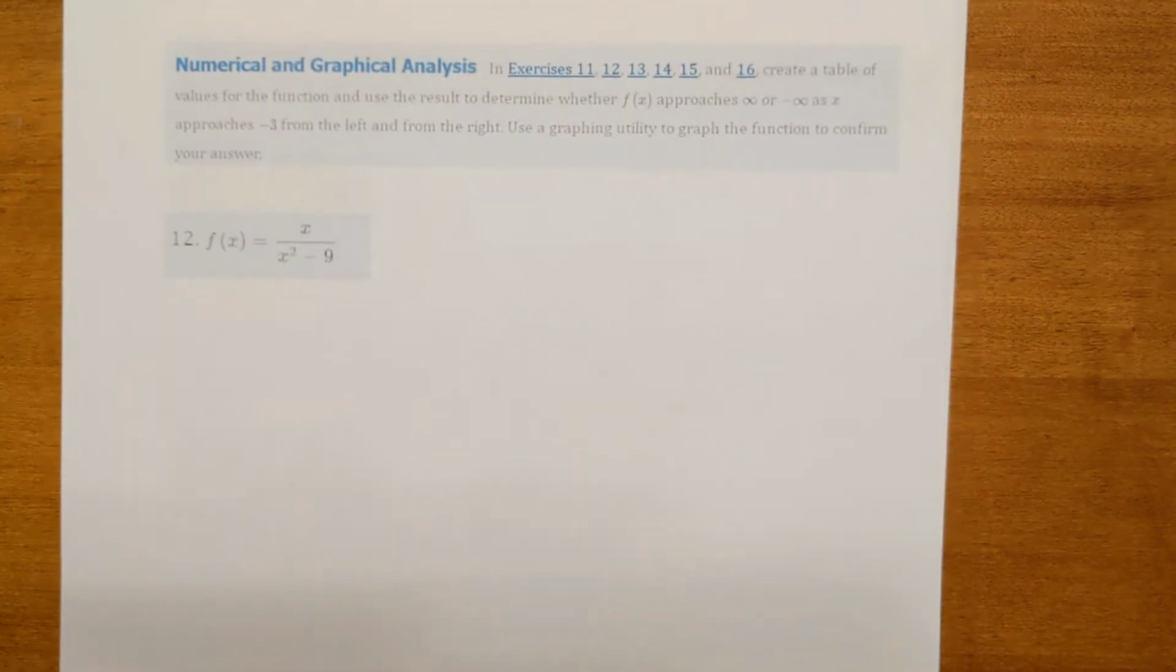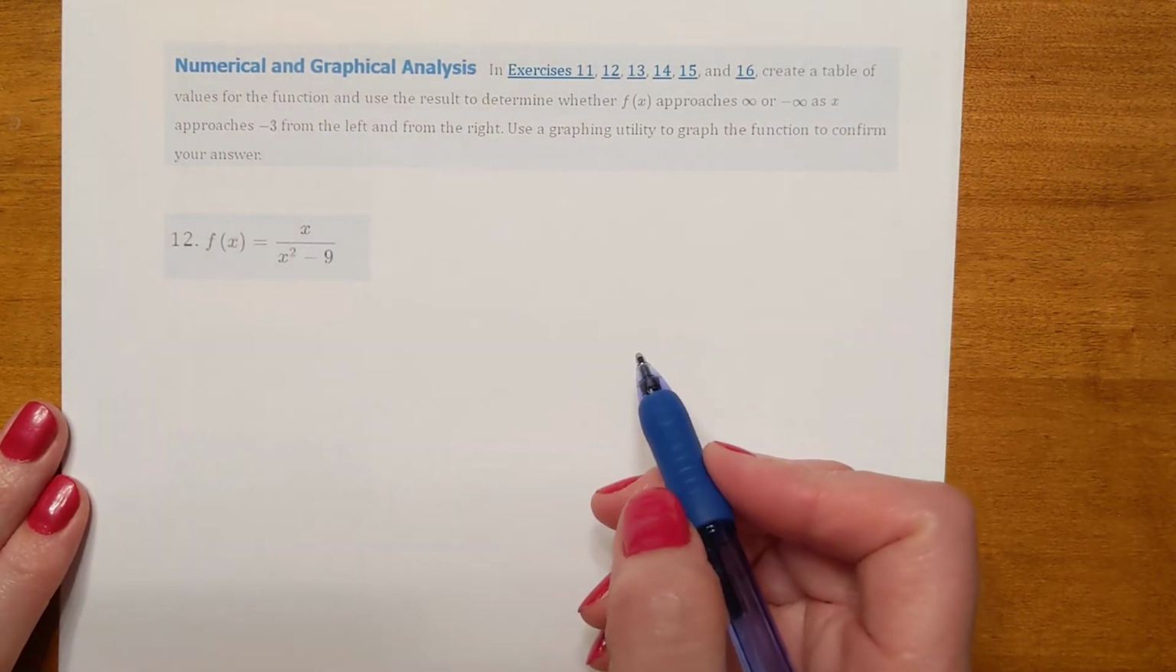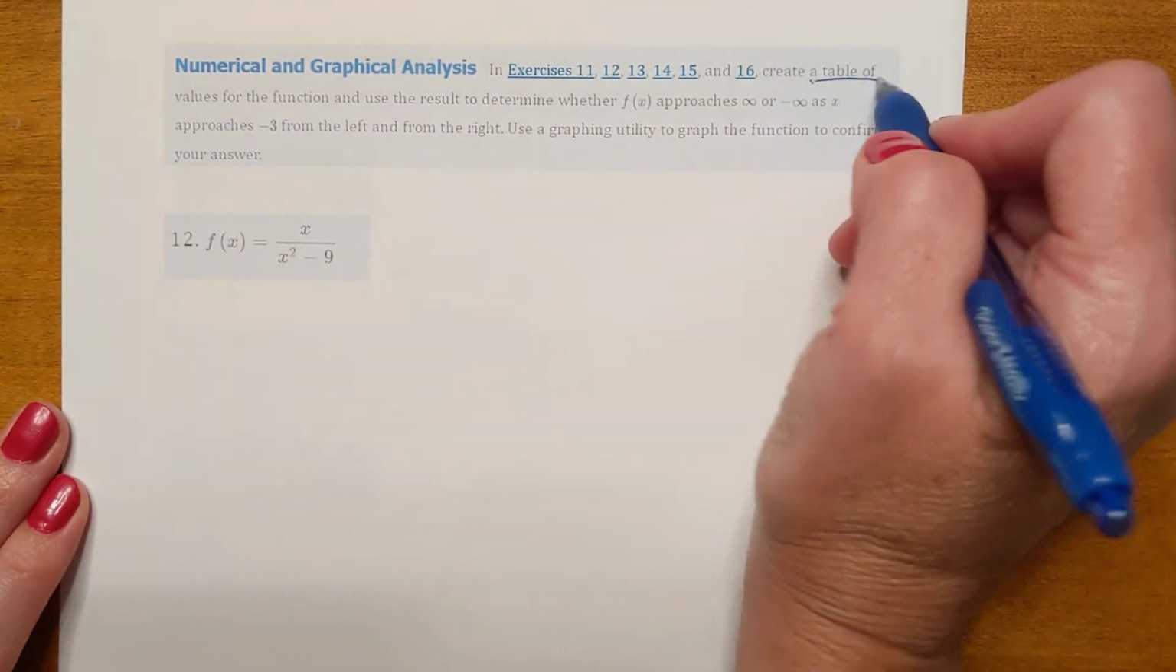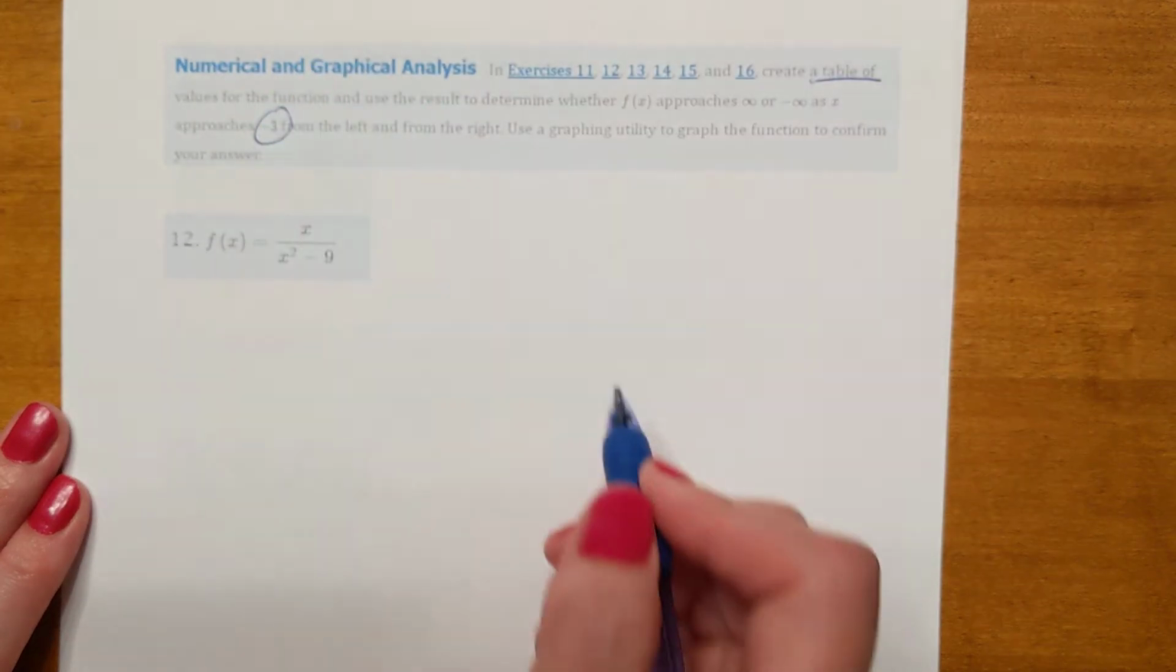Next up, numerical and graphical analysis. Create a table of values for the function and use the result to determine whether f of x approaches infinity or negative infinity as x approaches negative 3 from the left and from the right. Use a graphing utility to confirm your answer. So the directions say they want you to make a table, so we have to make a table. We're going to approach negative 3 from the left and the right.